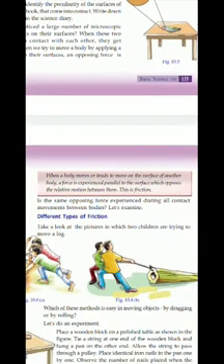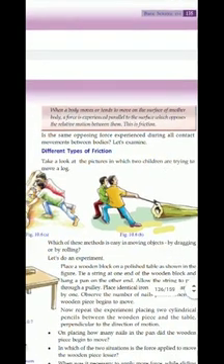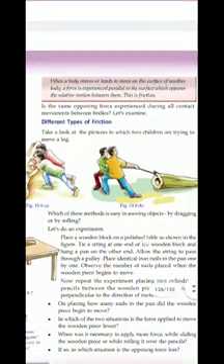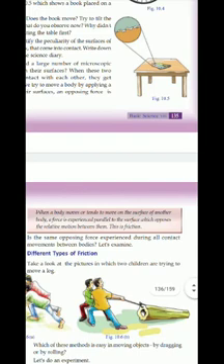So frictional force exists when a body moves or tends to move over another body, another surface. This force is against the motion of the object and it tries to stop the object. Okay, so then here some examples of friction I'll explain to you.